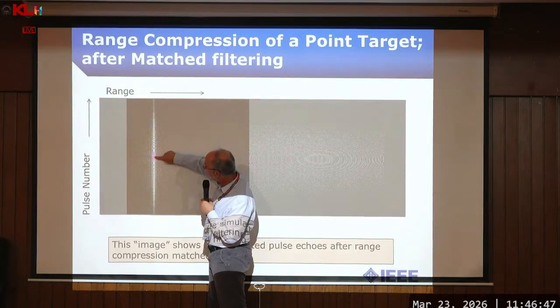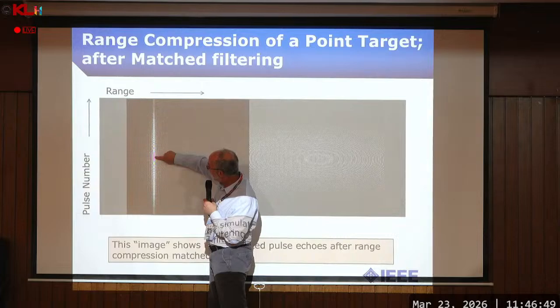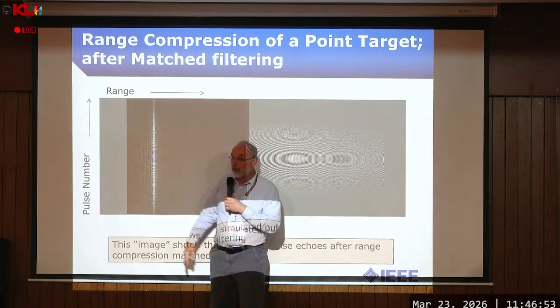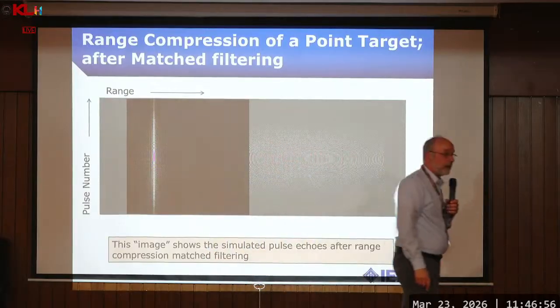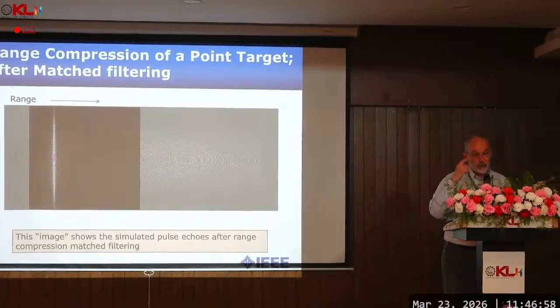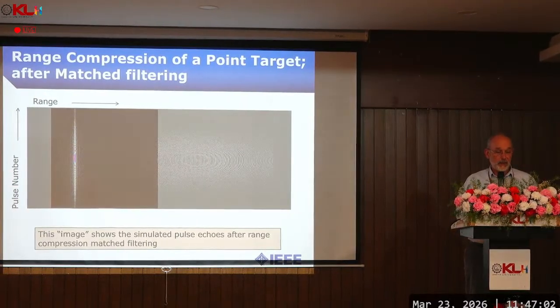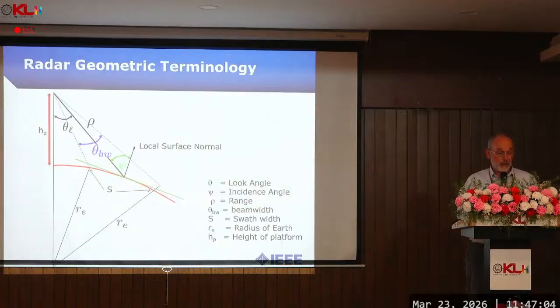But you can see clearly in the phase here, the color is phase, that you have a quadratic variability of phase in that dimension as well. And that then gives you an idea that you could do the same kind of processing in azimuth as you do in range to get a better resolution.